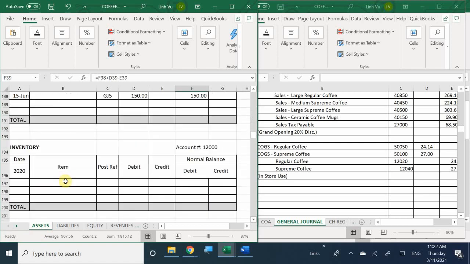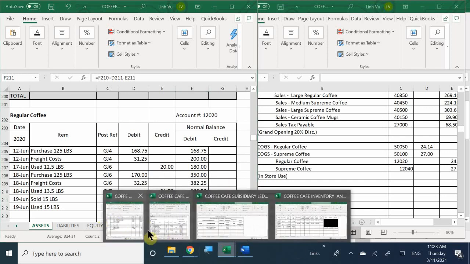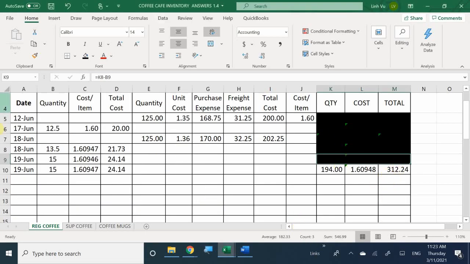So scroll all the way down till you find your regular coffee. Here we are. Okay, so June 19th, we used 15 pounds, LBS. All right, General Journal number 8. And we're going to subtract the 24.14. So how much is my ending balance in my regular coffee? $312.24. And last but not least, does that match your inventory worksheet? Yes, it does. 312.24.